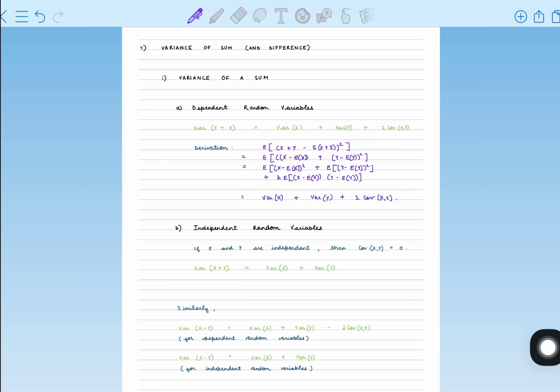Similarly, from both of the above results for dependent and independent random variables, we can say the variance of x minus y is equal to the variance of x plus the variance of y minus 2 times the covariance of x, y for the dependent case, and the variance of x minus y is equal to the variance of x plus the variance of y for the independent case.